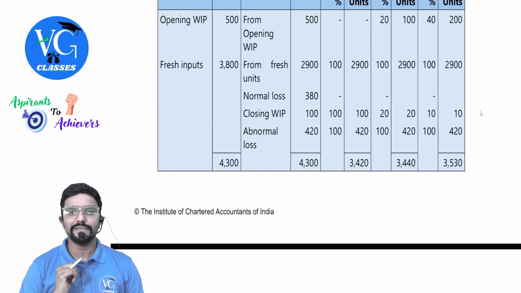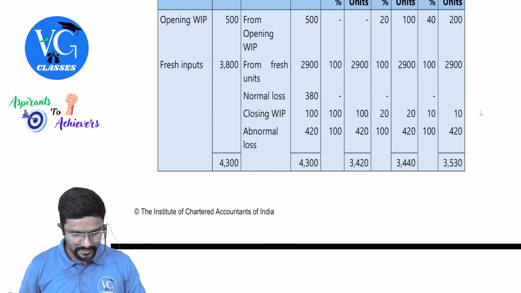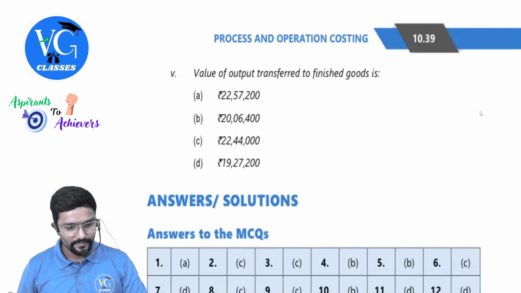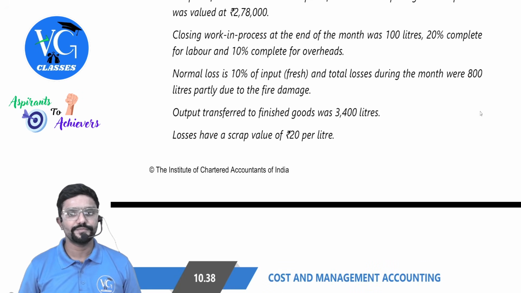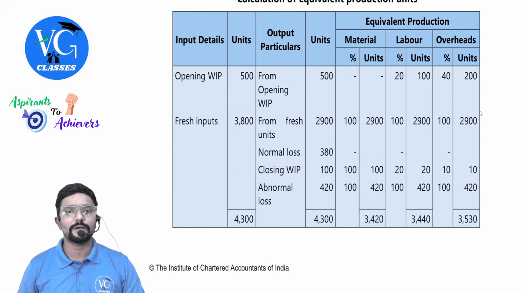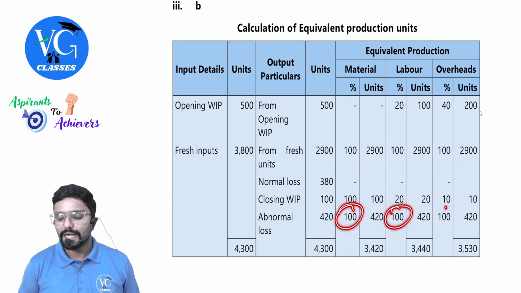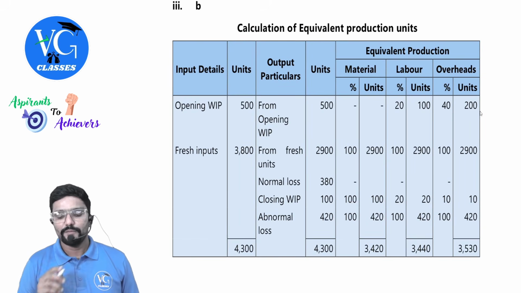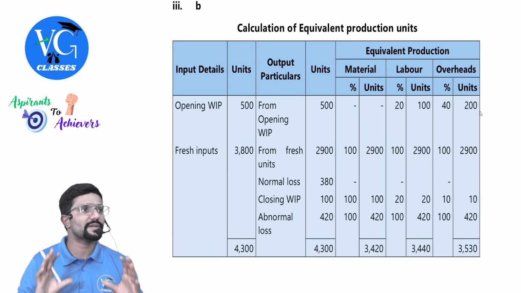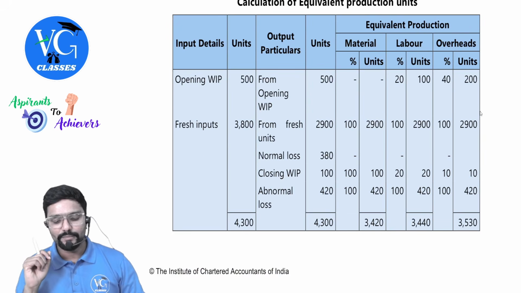Then abnormal loss. Have they given the degree of completion? They are not given, I think. Just a minute, let us check it. For loss, they have not given the degree of completion. Yeah, they are not given. That means you need to just take 100%. I had given a note in my concept book, guys: for abnormal loss, if degree of completion is not given, consider it as 100%. So 420 each. Please be careful. Normal loss you need to just ignore, whereas for abnormal loss you have to take. Why so? Because we will value it separately.